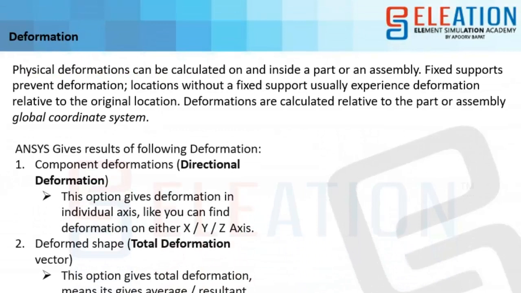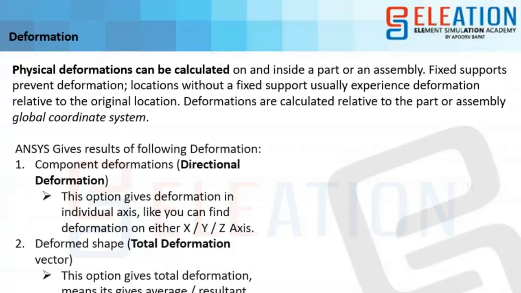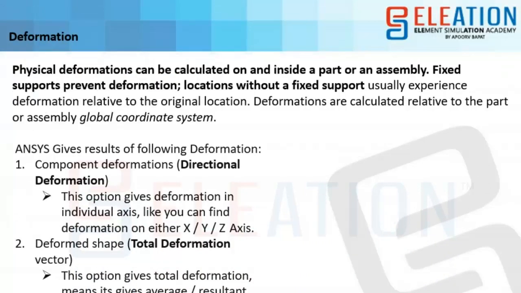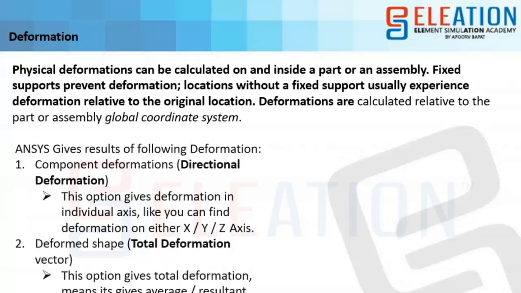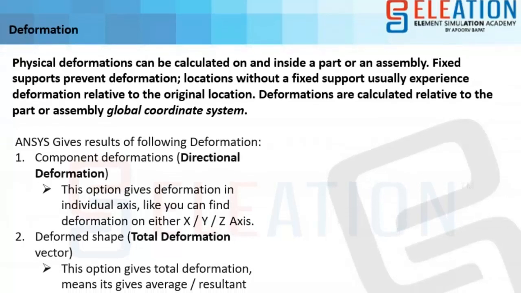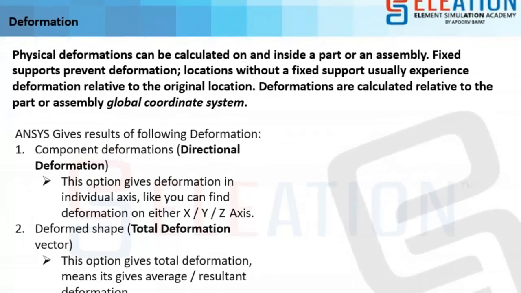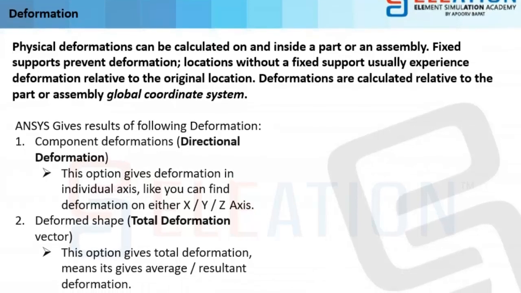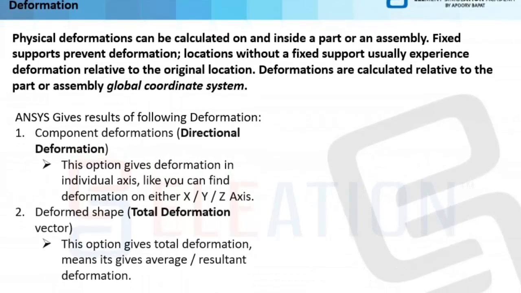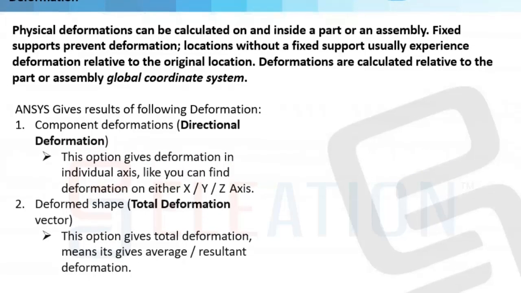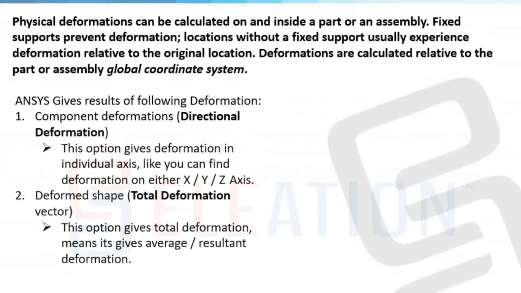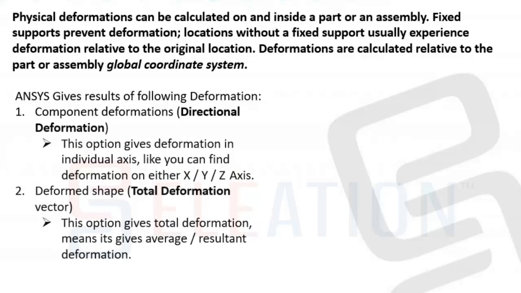Now let's see what deformation means. Physical deformation can be calculated on and inside a part or an assembly. Fixed supports prevent deformations. Locations without a fixed support usually experience deformation relative to the original location. Deformations are calculated relative to the part or assembly's global coordinate system.